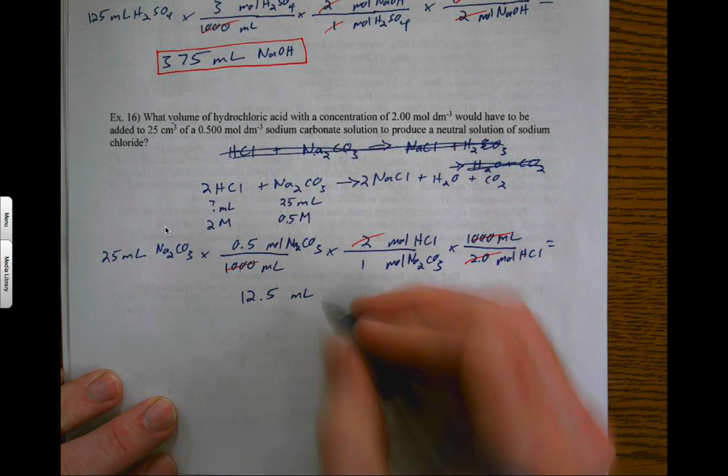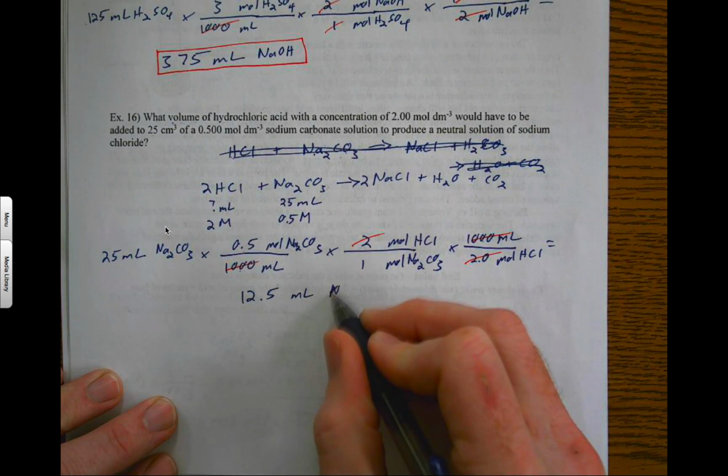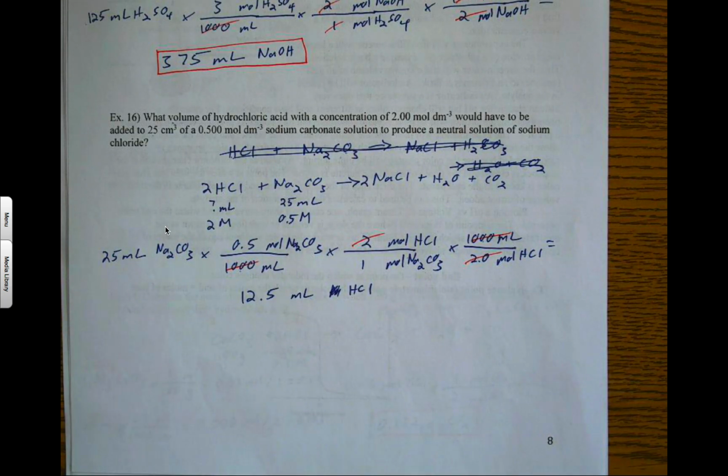Right? Okay. Let me know. I'm not feeling confident about that. I don't know why. All right. So that's good. 12.5 milliliters of HCl. Yeah, that looks right. All right.